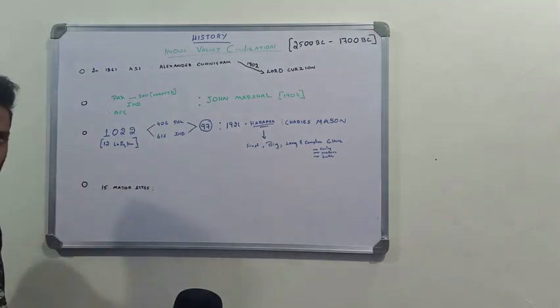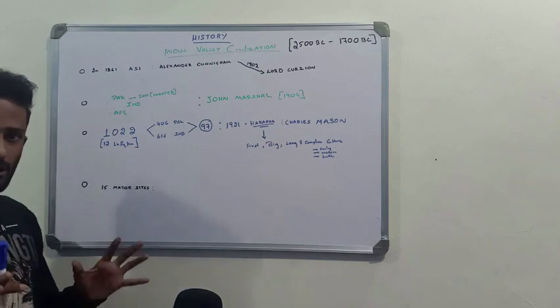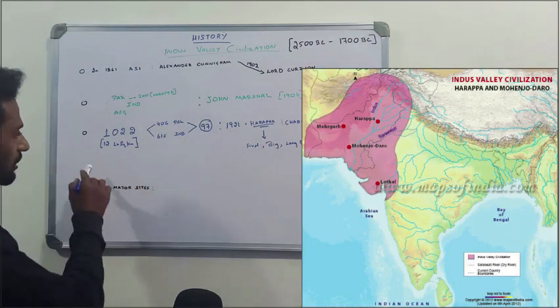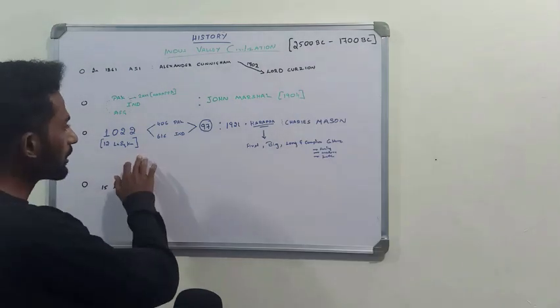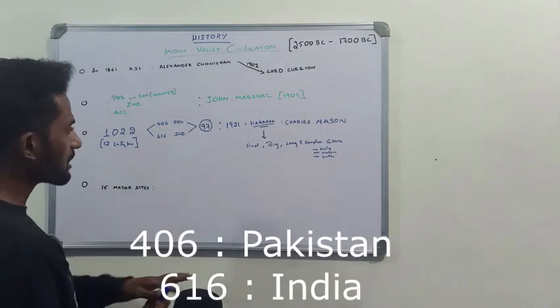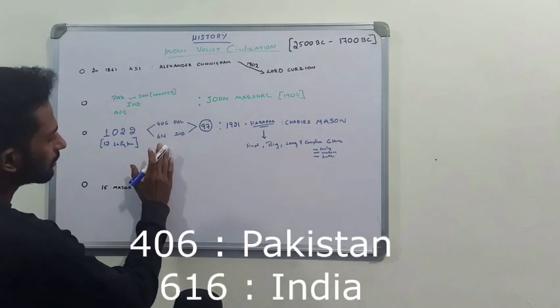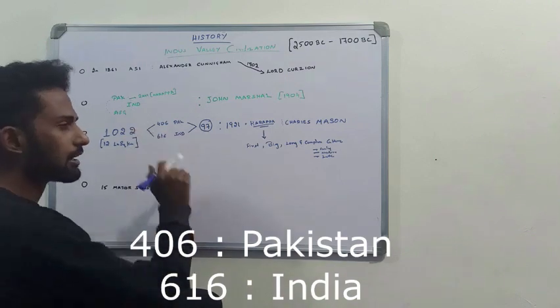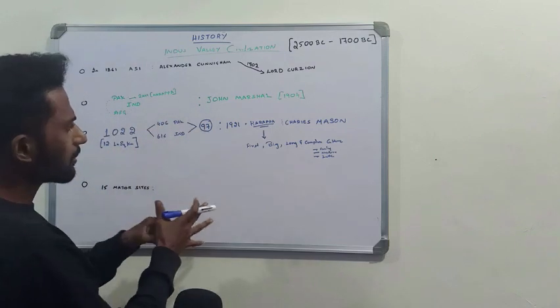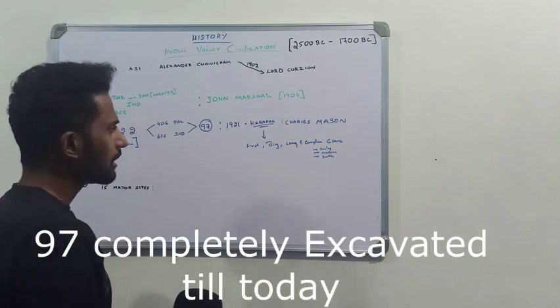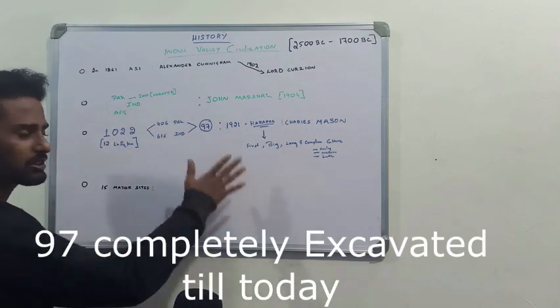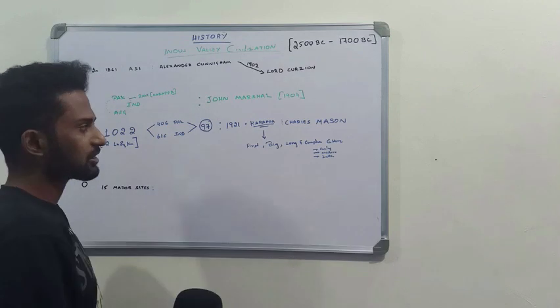After a few years of excavation, they discovered 1022 major sites which extended around 12 lakh square kilometers. Here in 12 lakh square kilometers, 406 sites are located in Pakistan and 616 are located in India. They couldn't excavate each and every site completely, but 97 were completely excavated. In 1921, Harappan city was completely excavated.